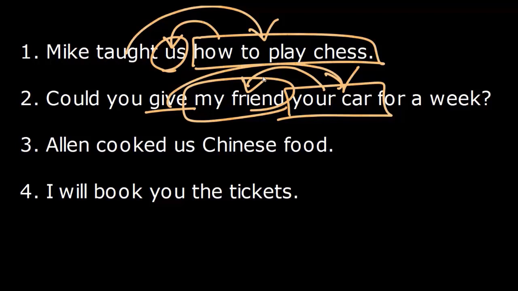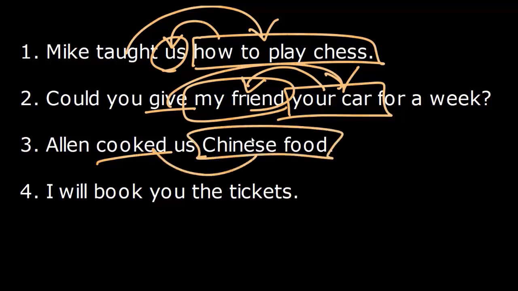Alan cooked us Chinese food. Alan cooked. You're going to cook something. You cannot cook a person. So the object of the verb cook is going to be a thing, which is Chinese food here. Cooked what? Chinese food. Alan cooked Chinese food for whom? For us.